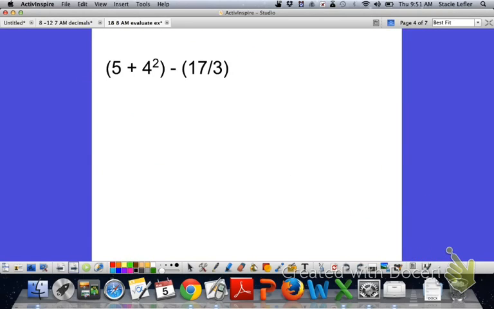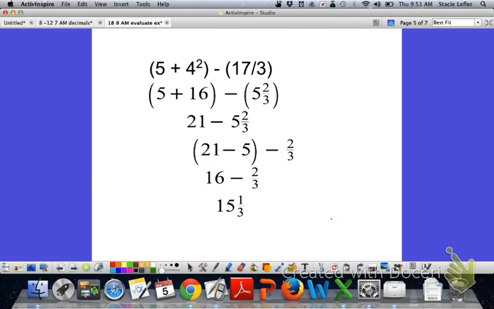In this expression, we're going to find the sum of 5 and 4 squared. From that, we will subtract the quotient of 17 and 3. So go ahead and pause the video and solve this problem. Remember that we are going to write our answers today as mixed numbers instead of as decimals.